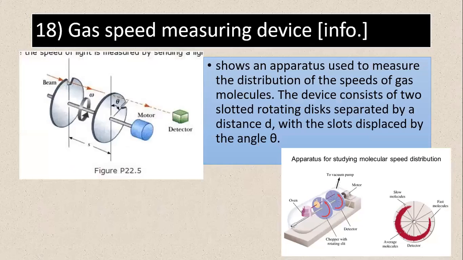That's why I pointed out to you just now. Right? Don't worry about this one. This is just for info. These are the apparatus that we can use to determine the speed, the number of particles at a particular speed. That's how we can draw the graph.